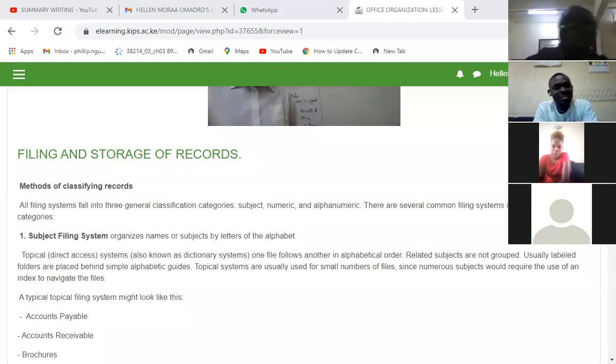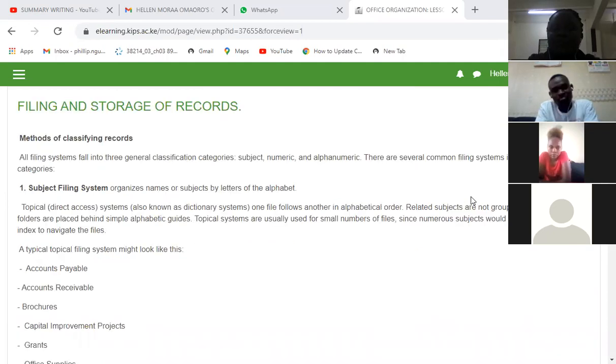What with letters? Whereas for subject, documents are kept according to different subjects or maybe departments. Let us use another term which can mean the subject. You can call it the topic, or the name. So the documents are organized according to the names or the topics.